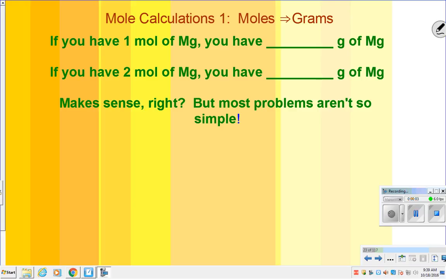Hello, today we're going to cover gram and mole conversions. So we're going to calculate the number of moles based on a given amount of grams, and the number of grams based on a given amount of moles. What we've done so far is pretty straightforward.